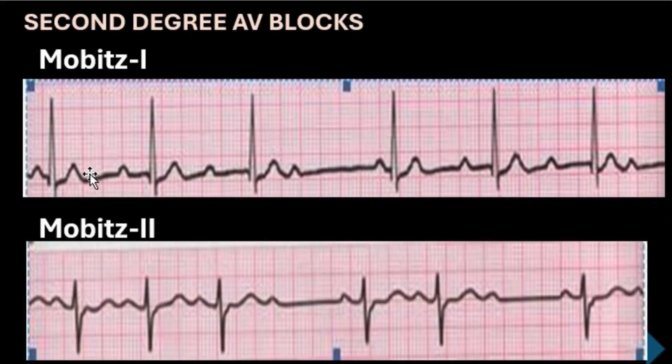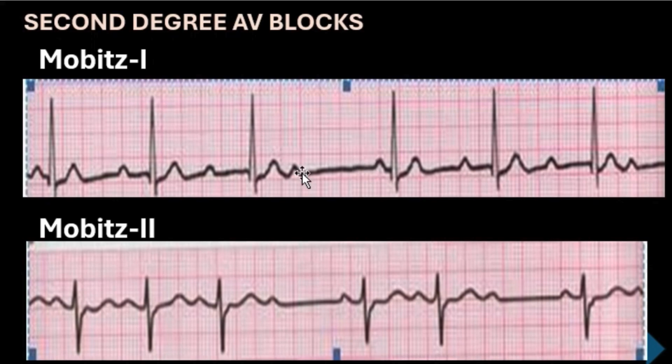Second degree type 1: one day the husband will come early, but the next day he will come a little late. Another day he will come more late. Then one day he will not come. Here he will not come. Again, to compensate, one day he will come early, another day a little late. Again he will come more late, then he will not come. So this kind of pattern is repeating in second degree type 1. So the block keeps on increasing.